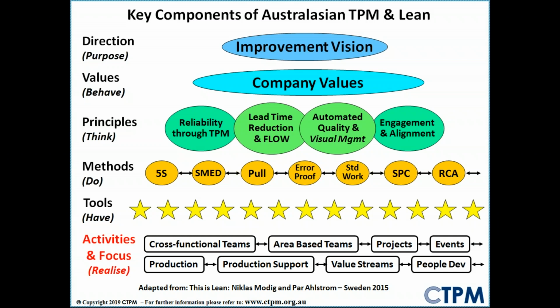And next to those two, you need reliable equipment, total productive maintenance, probably the best way of achieving that, and you need engagement and alignment of your people so they can identify problems at the earliest possible time. Obviously, there are a lot of methods, and that's what we'll be talking about today, some of the methods we can use to identify waste and address it. And there are obviously a lot of tools we use, check sheets, etc. And there are all different activities. The two we'll talk about probably the most today are cross-functional teams and area-based teams.